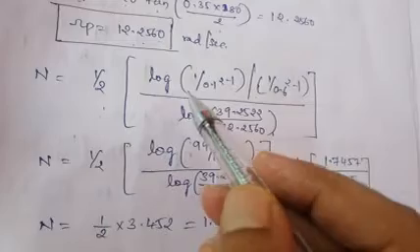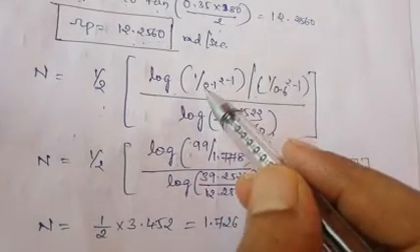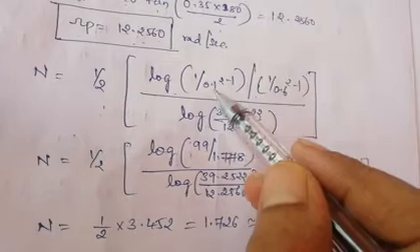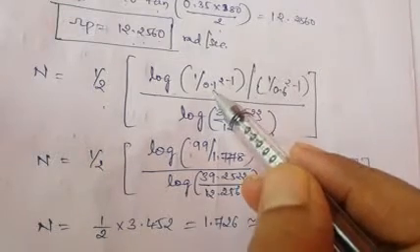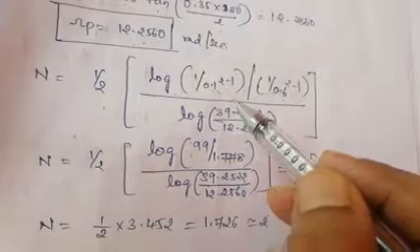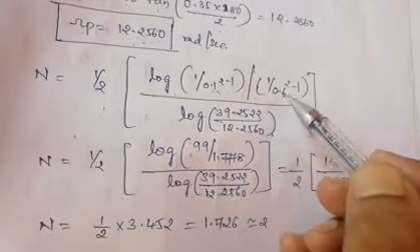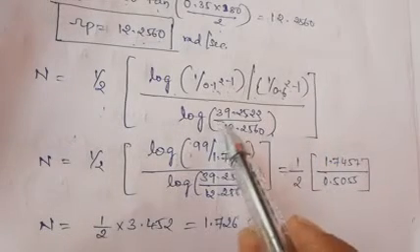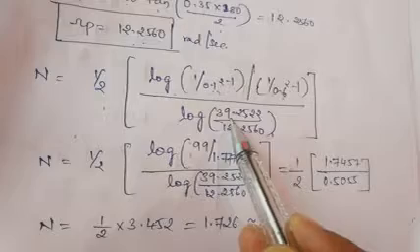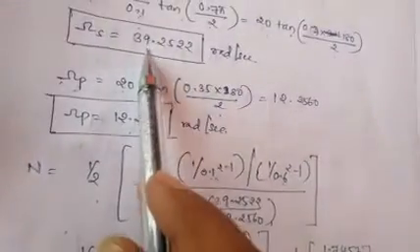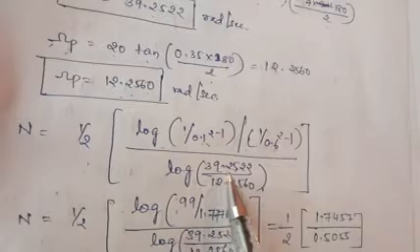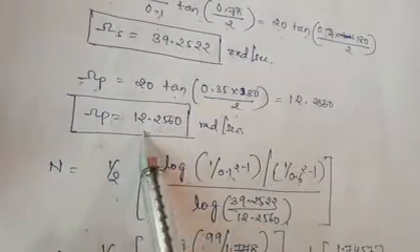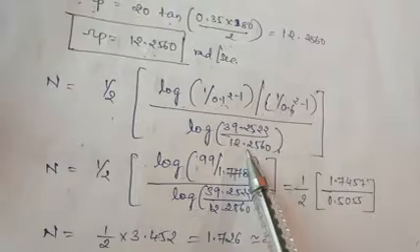N equal to 1 by 2 log of (1 divided by A square minus 1) divided by (1 by Ap square minus 1). A square means stop band gain, that is given 0.1 square. Ap square means pass band gain, that is 0.6 square, divided by omega s, stop band frequency, that one already we calculated, 39.2522, and omega p, pass band frequency, that is also calculated, omega p equal to 12.2560. Same thing here I substituted.